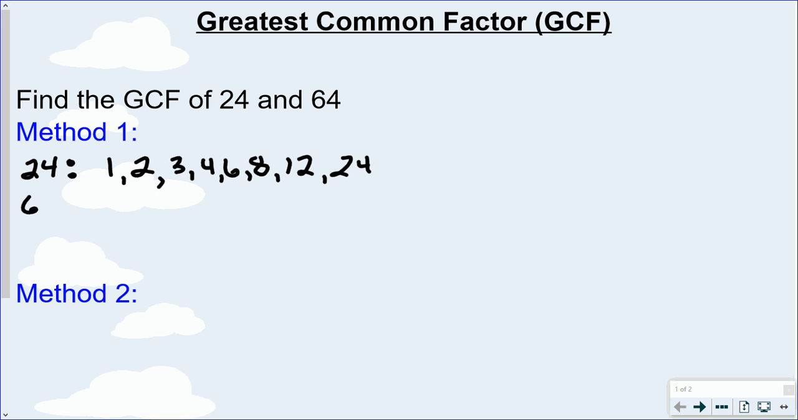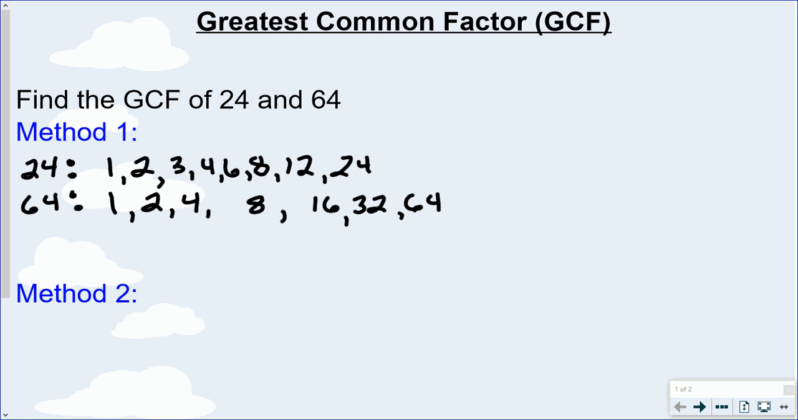And then we'll do the same thing for 64. So 1 and 64. And then I have 2 and 32. And then let's see, 4 and 16. So this one's a little bit harder. And then 8 times 8. So we don't need to list both the 8s. I can just list it once. So there's the factors of 64.